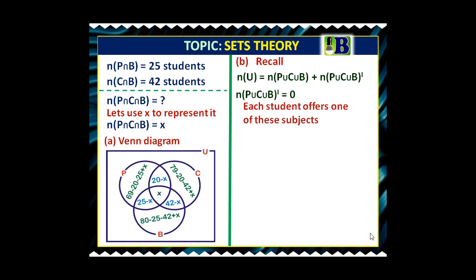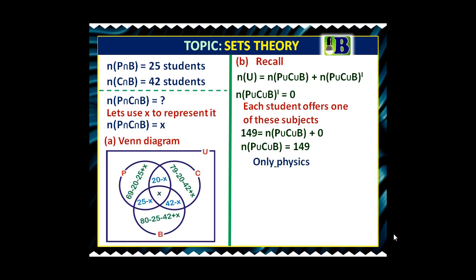Because the question states that each student offers one of these subjects, which means that each of the students in the class offers at least one of the three subjects. That is to say, there is no student in that technical school that does not offer any of the three subjects. So if we slot the parameters into the equation that connects the union and the complement together, it's going to look like this. The total number of students in the technical college is equal to 149. So 149 is equal to the union plus 0. If we make the union the subject of the formula, it is equal to 149.